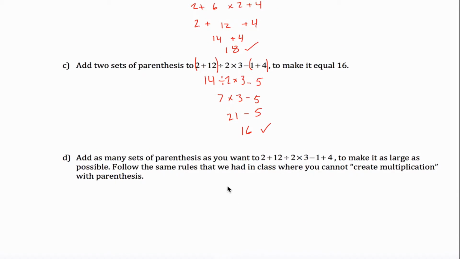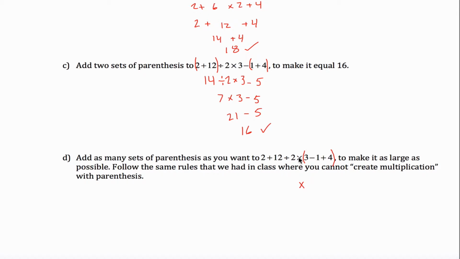And now add as many sets of parentheses as you want to make this thing as large as possible. The trick here that we saw in class is that the way you make things large is taking advantage of your multiplication here. So I wanted the biggest numbers possible on the left and right of this multiplication. Right now I just multiply by 3 on this side, which is all right, but I can make it bigger if I throw some parentheses in here.